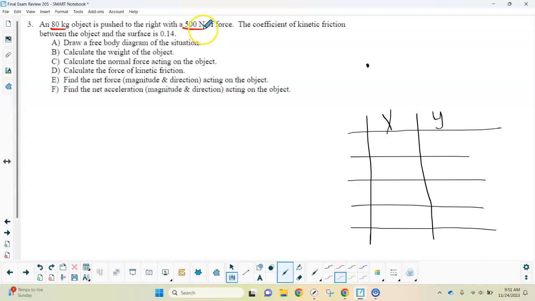500 newtons, and it tells us the coefficient of friction. So this is U. This is a pushing force, so I can kind of put that as one of my forces. So I'll just say the push. And the pushing force, it looks like it's going to the right.